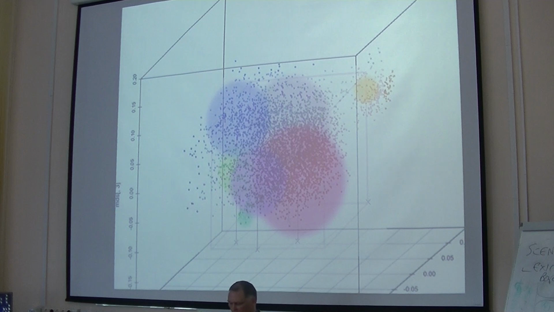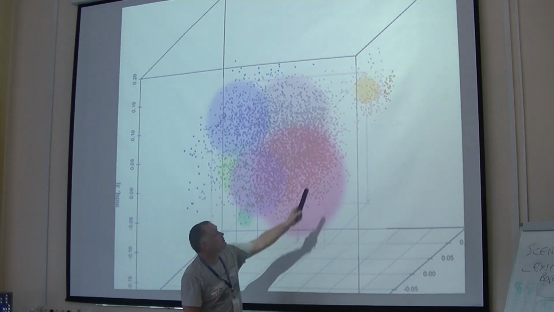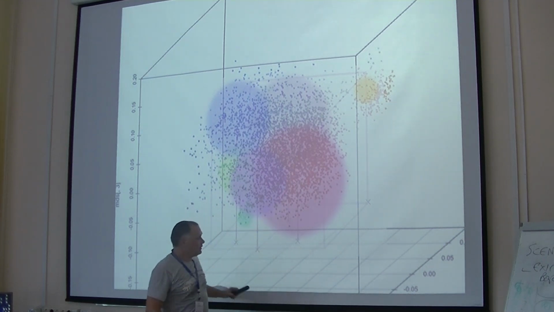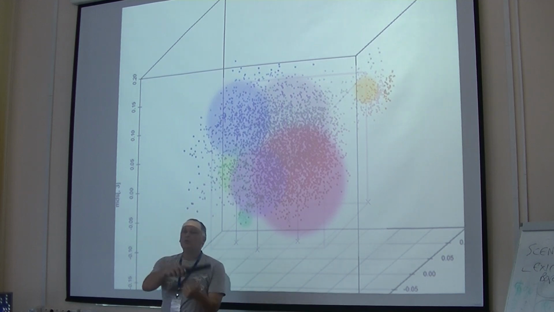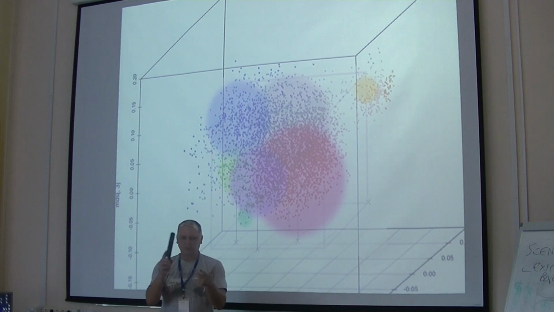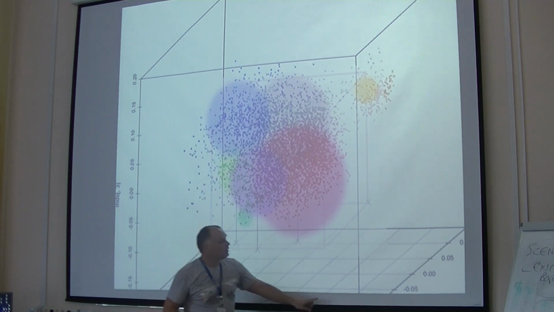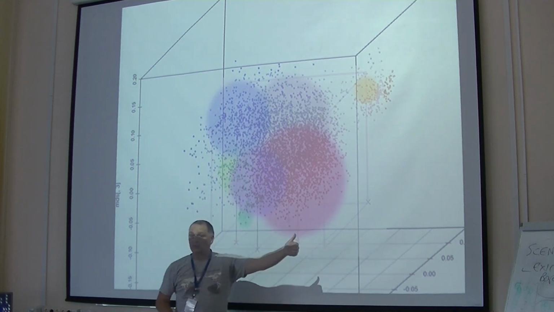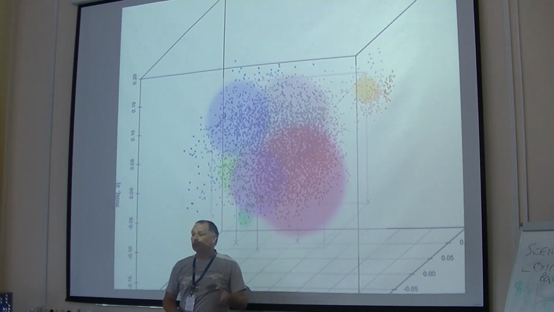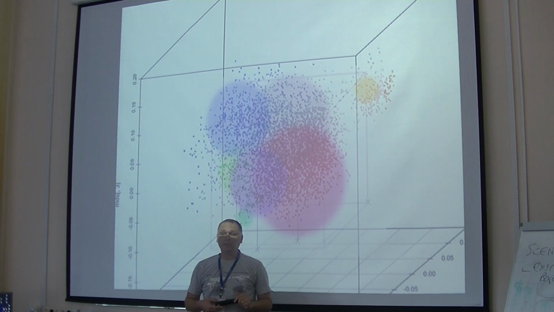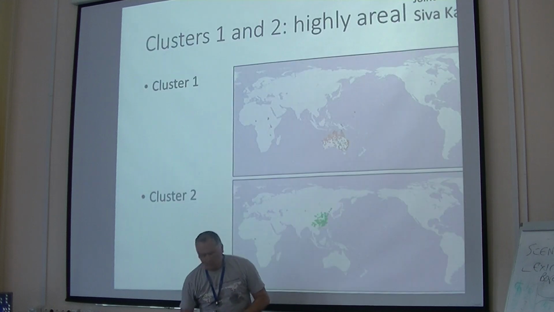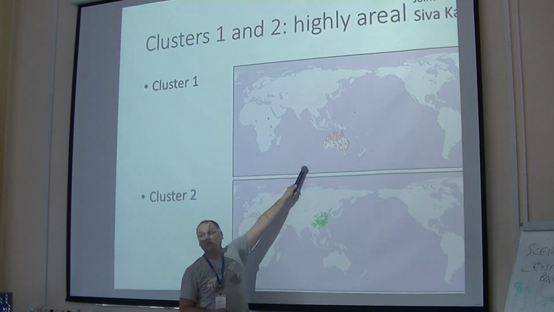Cluster 1. Cluster 1 is that yellowish one. It's high on dimension 1, which means we don't see fricatives, we don't see affricates, we don't see aspiration. It's high on dimension 2, lots of nasals. High on dimension 3, lots of liquids. Anyone have an idea where that might be? No fricatives, lots of nasals, lots of liquids. Australia. That's the distribution of cluster 1.